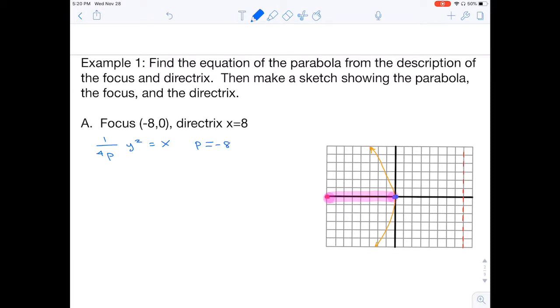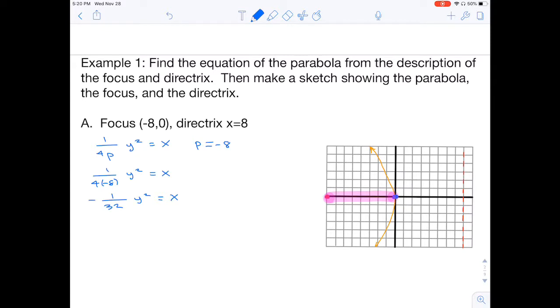So I'm going to plug in -8 for p. And from here on out, we just clean this up. Sorry, there should be no square there. Okay, so that is our parabola in standard form.